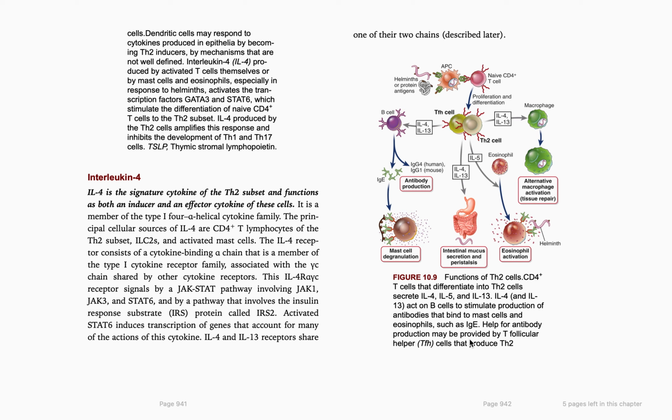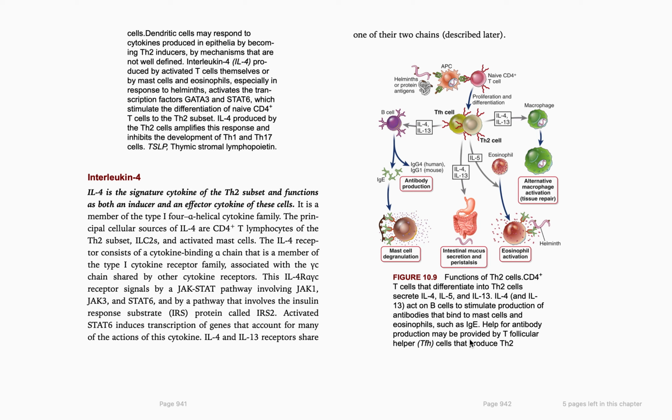Interleukin 4 is the signature cytokine of the T helper 2 subset and functions both as an inducer and effector cytokine of these cells. It's a member of the type 1, four alpha helix cytokine family. The principal cellular sources of interleukin 4 are CD4 T lymphocytes of the T helper 2 subset, and also innate lymphoid cells and activated mast cells.